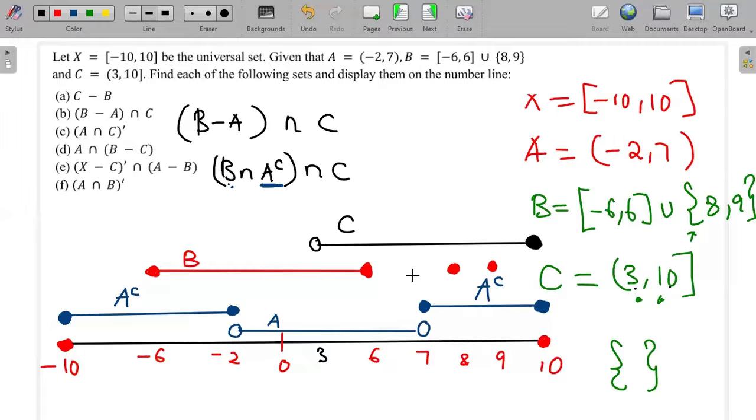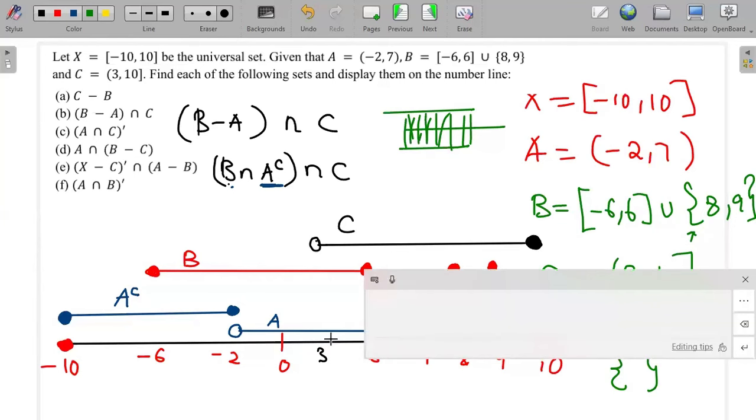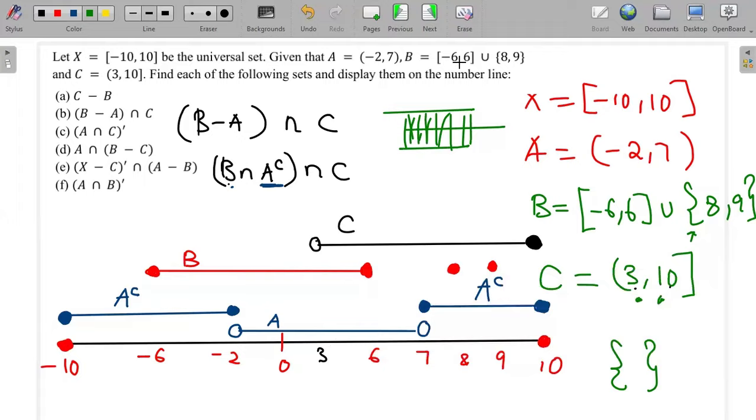At this point there are some points. For example, this is a line for C, this is a line for B, and this is a line for A complement. I need a point where three things are overlapping like this. That's the answer, because we are looking for the intersection. I think the answer is an empty set.